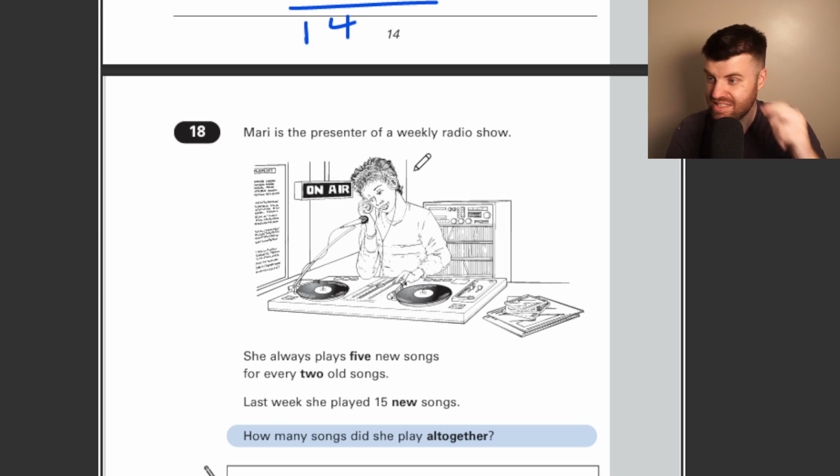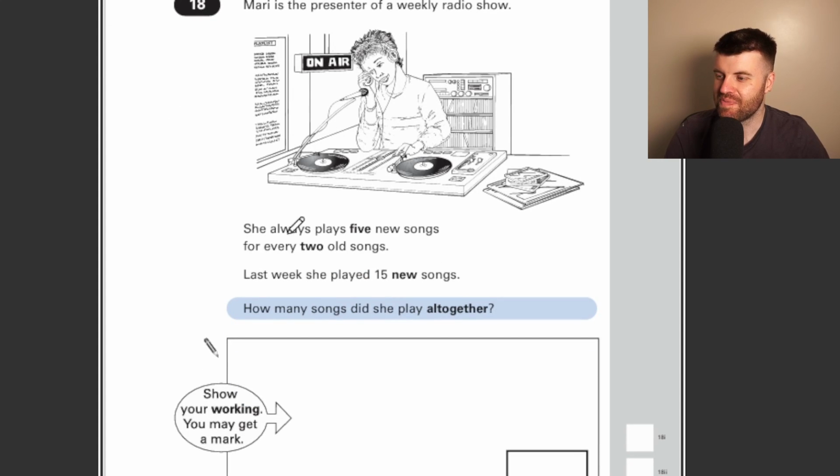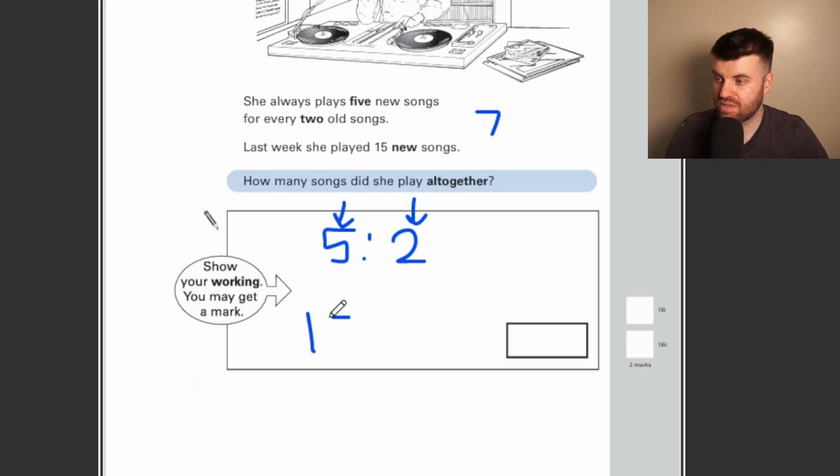Here we go. Mary. Oh, look, it's Hayden's sister. Looks just like Hayden again. Must be his sister. Is the presenter of a weekly radio show. She plays 5 new songs for every 2 old songs. So that means across 7 songs, 5 are new, 2 are old. Last week, she played 15 new songs. Okay. How many songs did she play altogether?